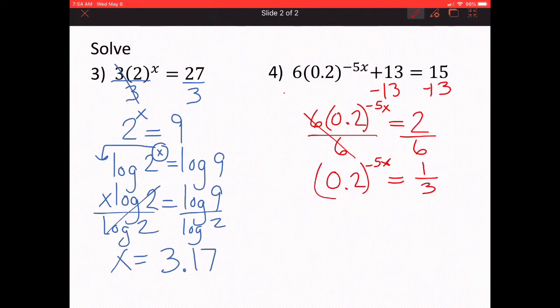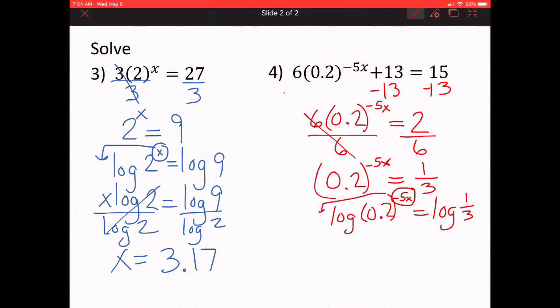All right, so now I'm going to take the log of both sides because I can't write the two bases as the same. So I've got log of 0.2 to the negative 5x power and log of 1/3. Make sure you're taking the log of both sides. If you just put it in front of one side, you're going to mess it up. Whatever you do to one side, you have to do to both. Take your exponent and move it in front. And notice my exponent this time is more than one term, so I like to put it in parentheses.